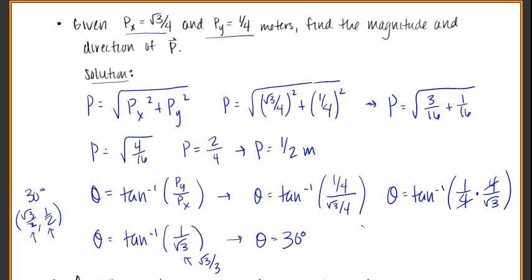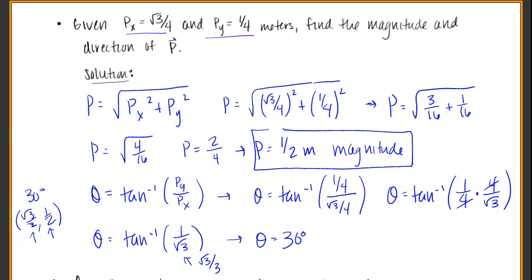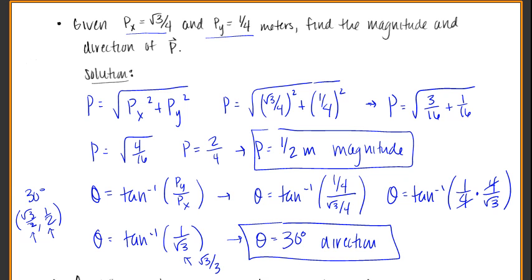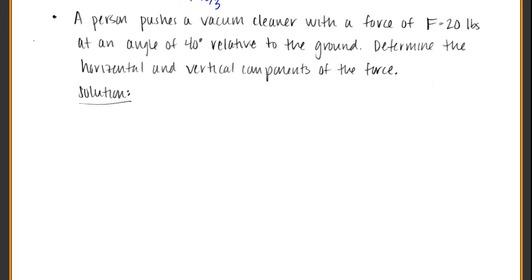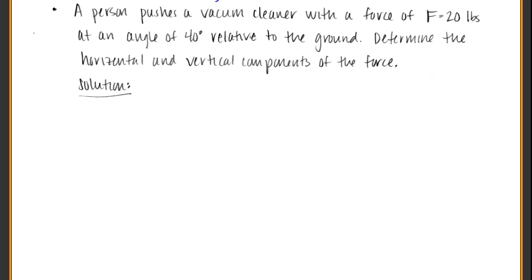So the magnitude is 1/2 of a meter, and then the direction is 30 degrees. So we can say this. I don't know if we want to say, so we can label that maybe the magnitude. Box that up. And then this is the direction, 30 degrees. Okay, let's keep moving on. And this is where you're going to really see the vector thing going on.